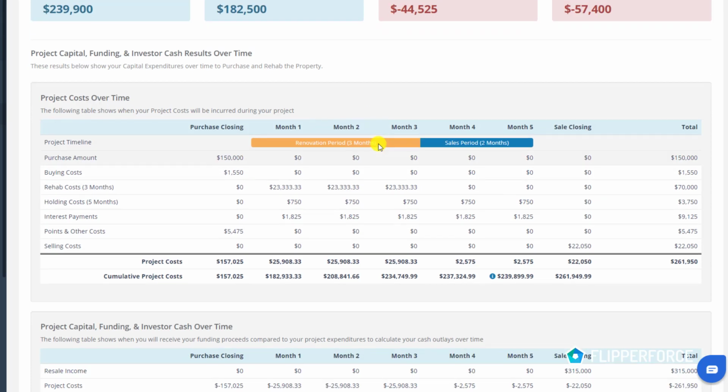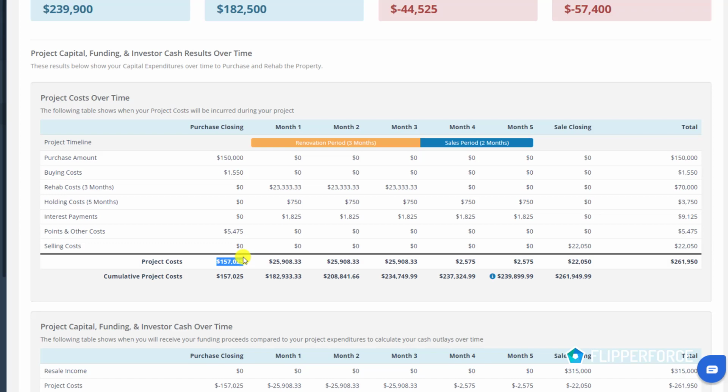The project cost table at the top shows us when our project costs are going to be incurred over each month of the project. So you can see at closing, we'll need to pay $150,000 to purchase the property, plus we'll need to pay the miscellaneous buying costs and then the lender points and fees for a total of $157,025.